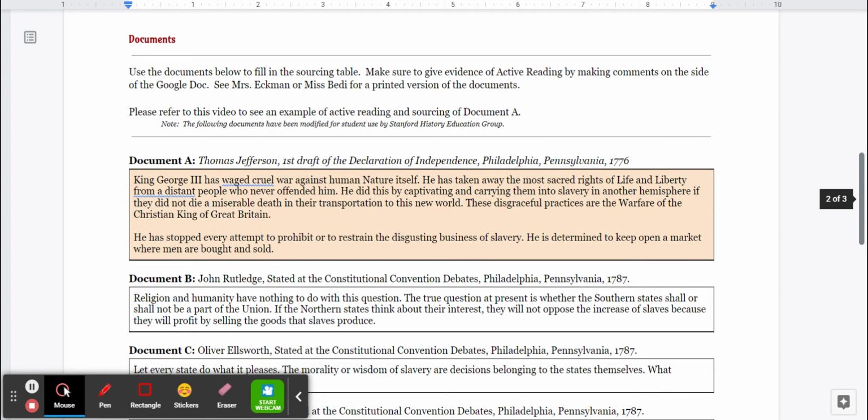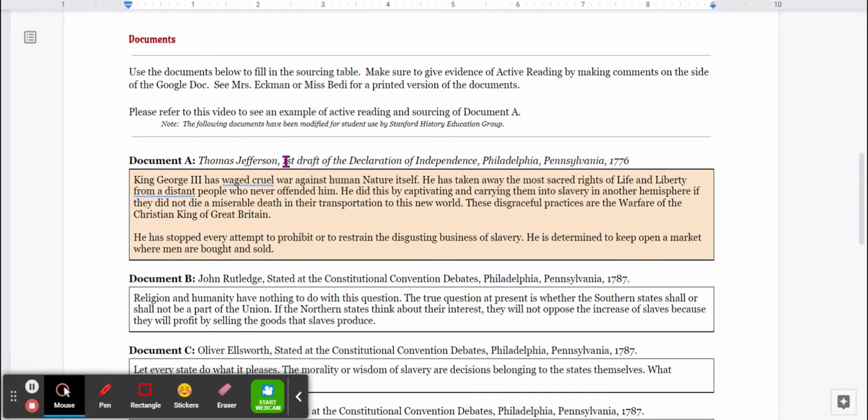Document A has Thomas Jefferson on it. That's the author. It's the first draft of the Declaration of Independence in Philadelphia, in Pennsylvania, in 1776. So already we've got a lot of information here that was given to you. Sometimes sources won't have this information and you might have to go looking for it.